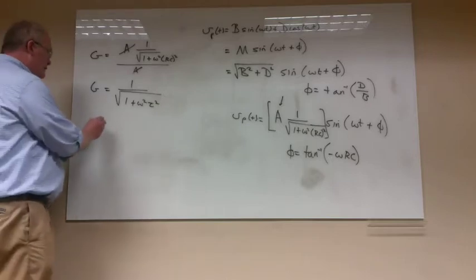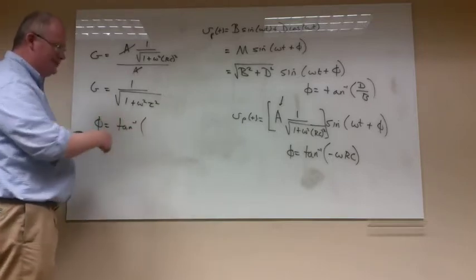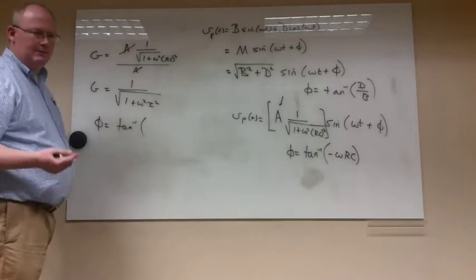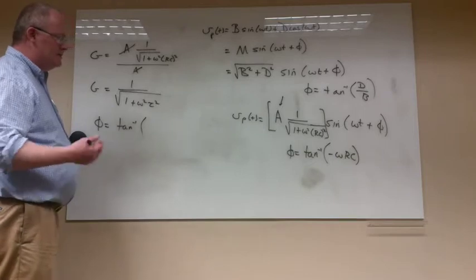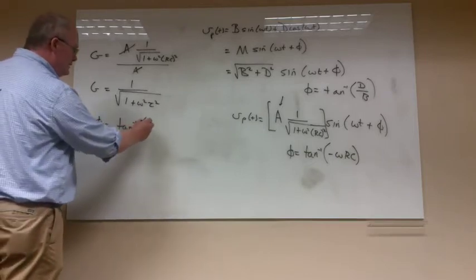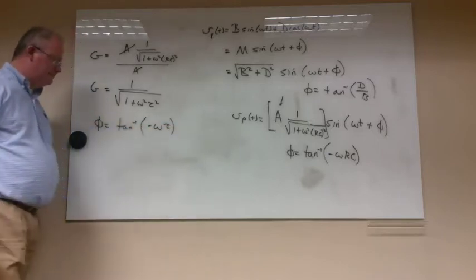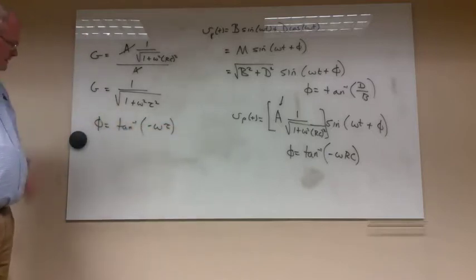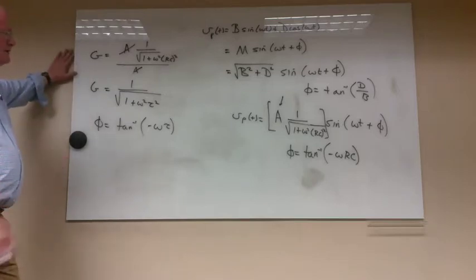The phase, you'll notice, there is no input to output ratio of phase. The input phase is 0. We don't look at ratios, we just look at the phase itself, and that's the inverse tangent of negative omega times tau. So these are the two responses. This is what we would consider the frequency response of a first order system with a time constant tau.